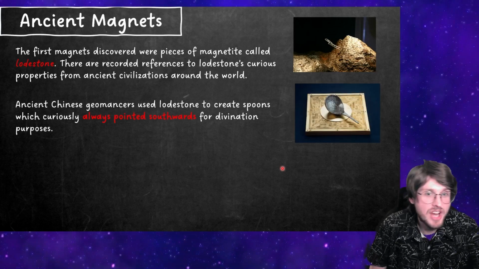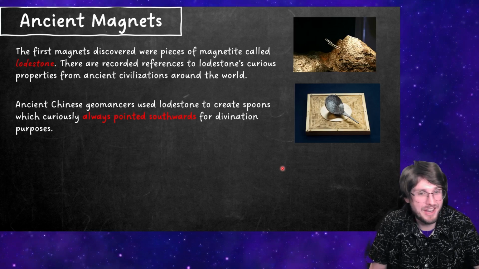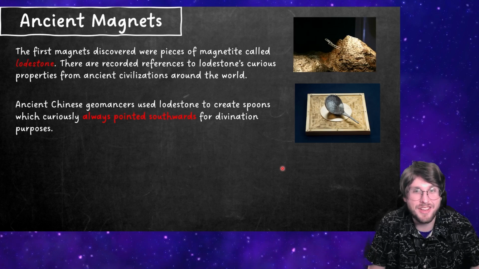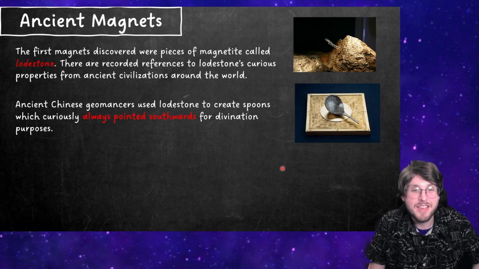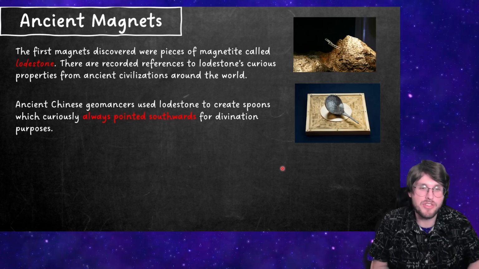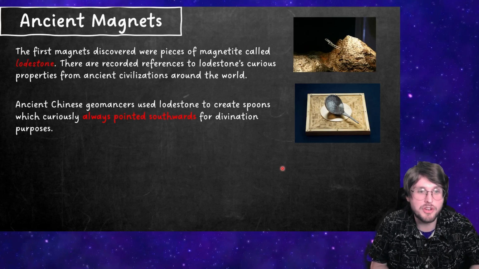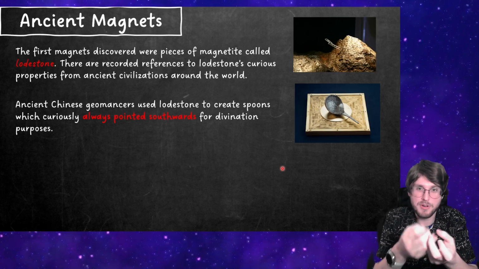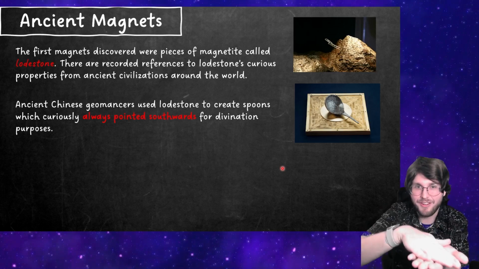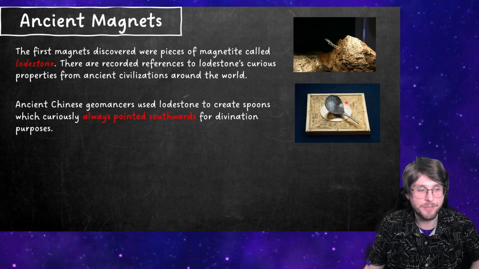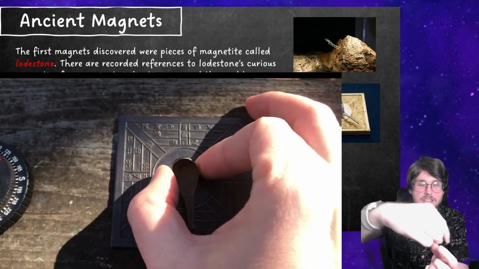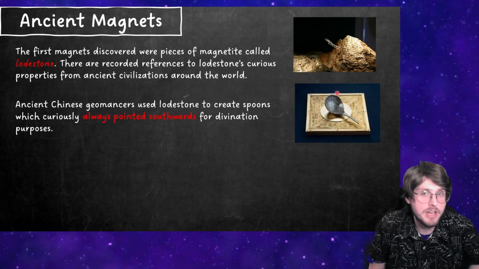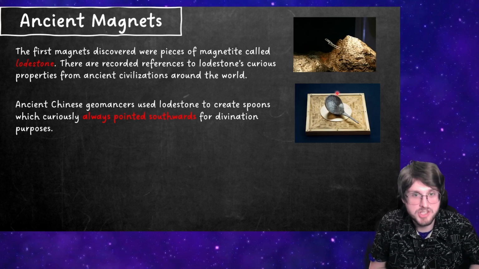Now, it was ancient Chinese geomancers, yes, that's a real occupation, sounds awesome, that used lodestone to create a pretty important apparatus. Back then, they used magnetite or lodestone to create these little spoons. They would place this spoon made of magnetite on a little piece of brass like you see here, and that spoon would magically align itself with the southward direction. The geomancers used this for divination purposes, obviously. I mean, it was magic.